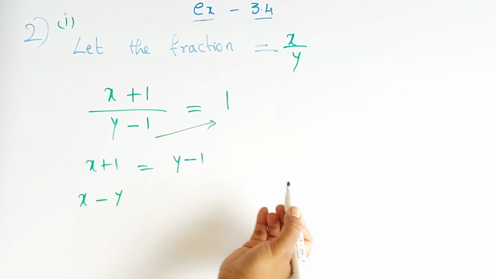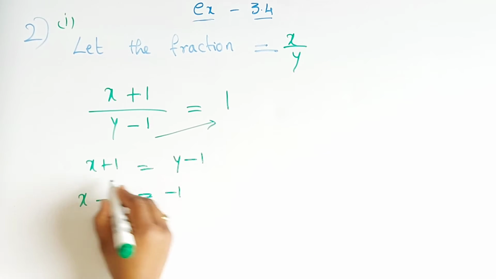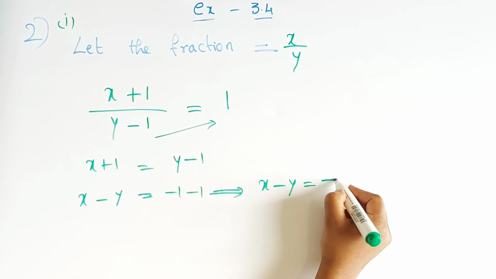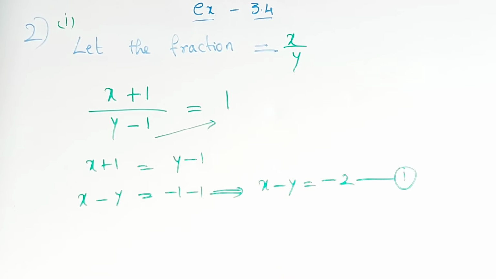This plus 1 will go right hand side. Minus 1, minus 1 again. That means x minus y equal to minus 2. This is one equation. Right. What is the second equation they are telling?